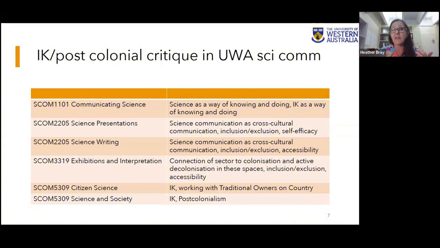I start to bring this in the third year unit where I start talking about museums, botanic gardens and zoos, because I don't think you can talk about those institutions without talking about their links to colonisation, particularly botanic gardens, but national parks and things as well. And in the level 5 units, here is where we can start getting into specialist knowledge. In the unit citizen science, we do have a module on working with traditional owners on country. And in my science and society unit, which is really a theory unit, we do have a module on post-colonialism and more at that. Next slide, please.